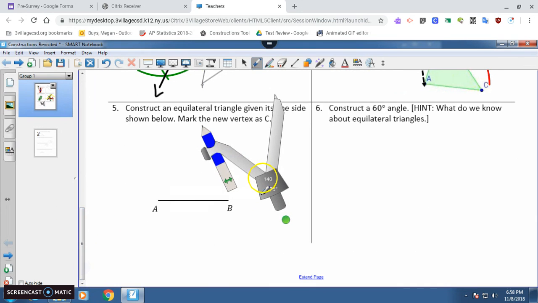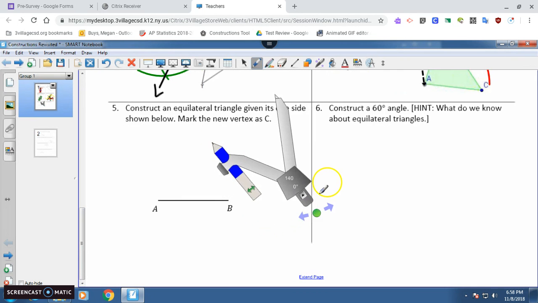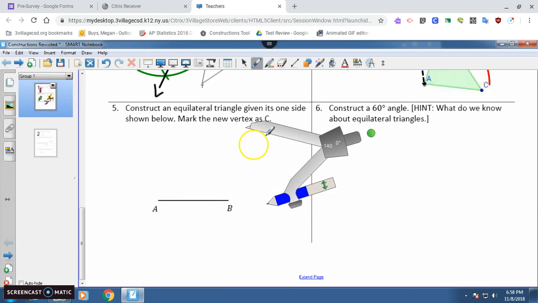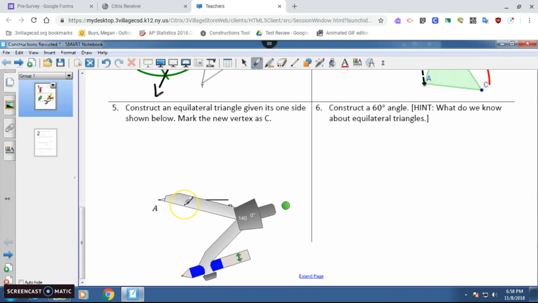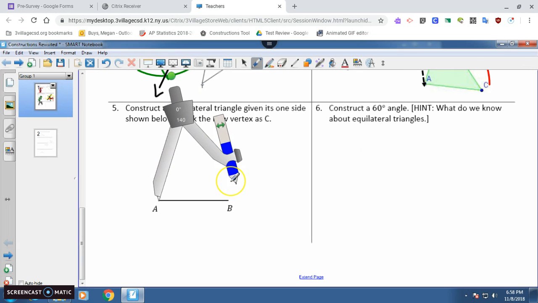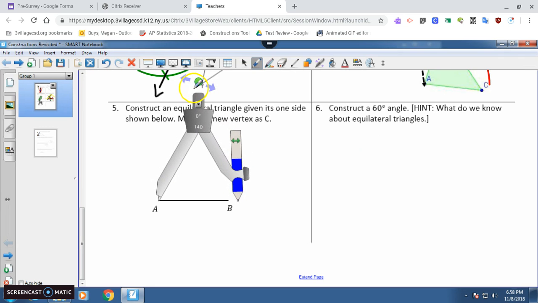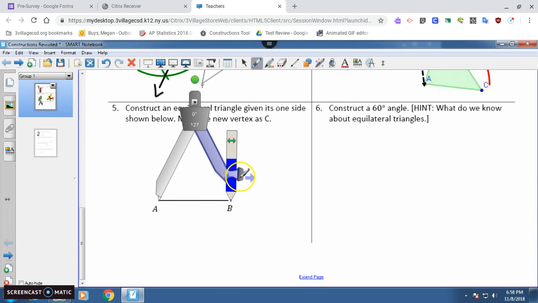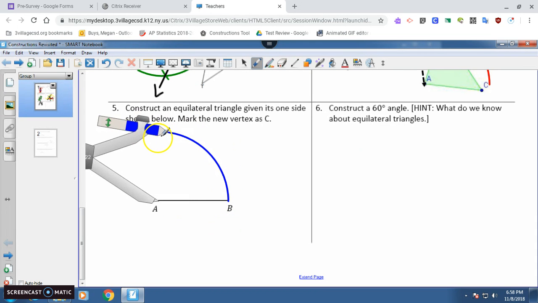If I go down to the bottom here, we're constructing an equilateral triangle now. And what we should know about an equilateral triangle is that all three sides have to be equal. So we start with one point in our compass. I started with A. At least I started to get close to A, and I'm going to make it perfect. Now I'm going to bring my compass down here and stretch so that the length of AB is preserved inside here. Now that I have that preserved in my compass, I'm going to make the arc around from B.